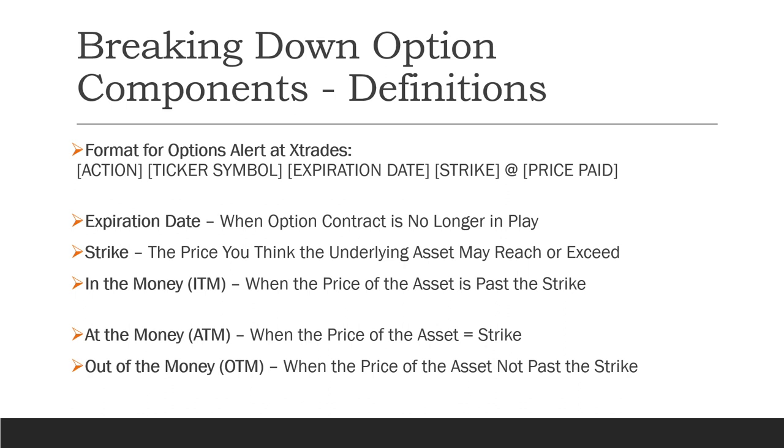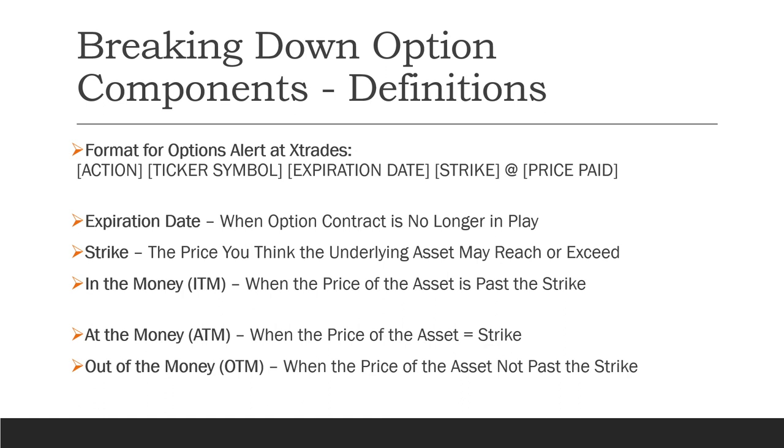The expiration date is important because that's basically the amount of time you have for your move to play out on your underlying asset. Once we hit that expiration date, if your contract is not in the money, in other words, the strike price is still away from the underlying asset price, then it's no longer in play and it expires worthless, right? So let me explain those definitions below.